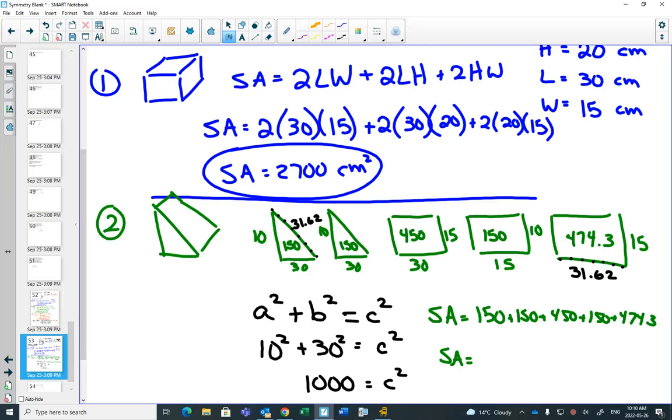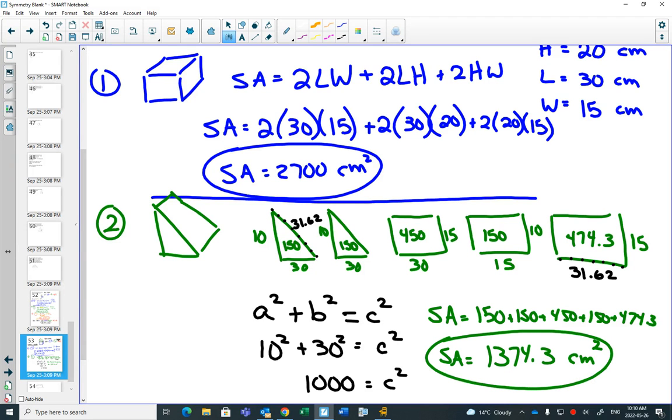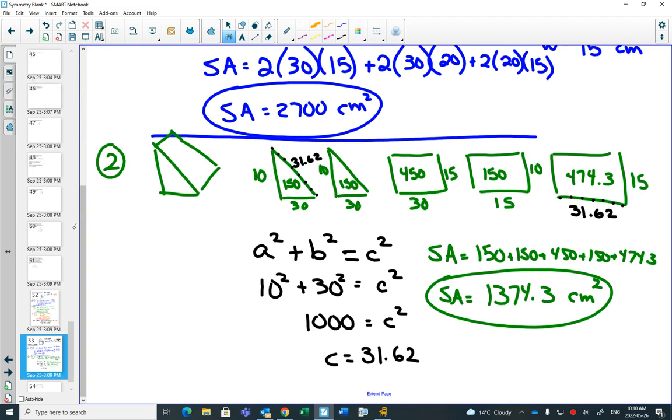Now, there's a lot of numbers. Did you get 1374.3 centimeters squared? Awesome. I'm going to put a circle around that one because that was our small idea number 2. I'm going to draw a line under this.